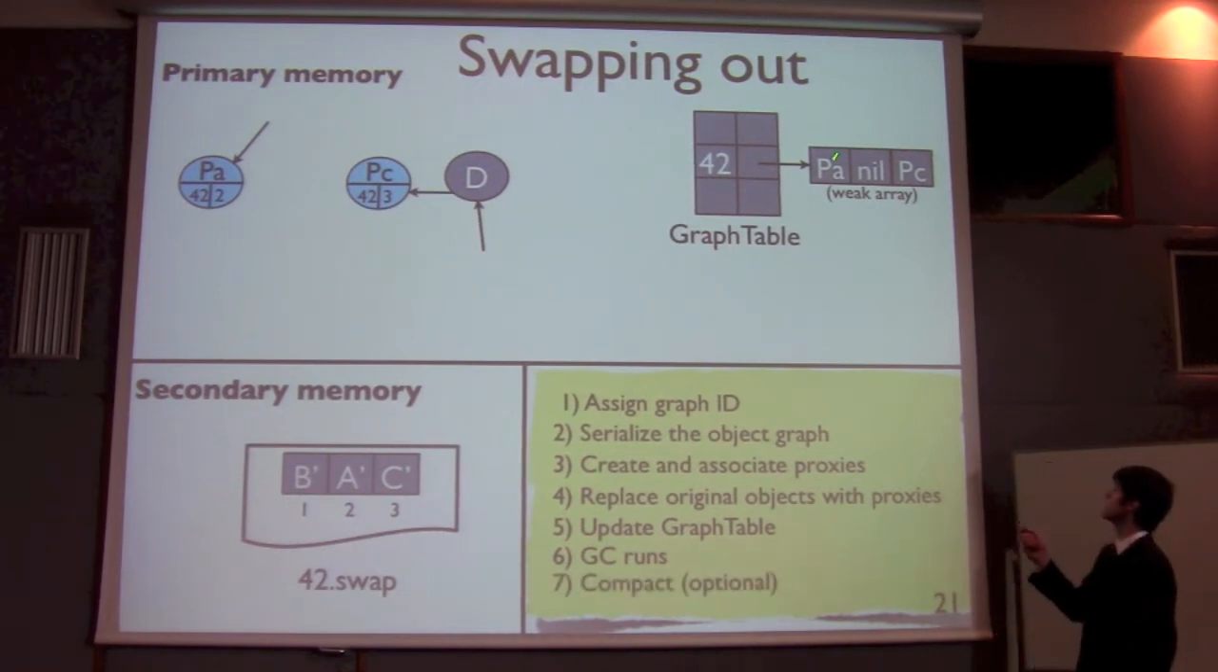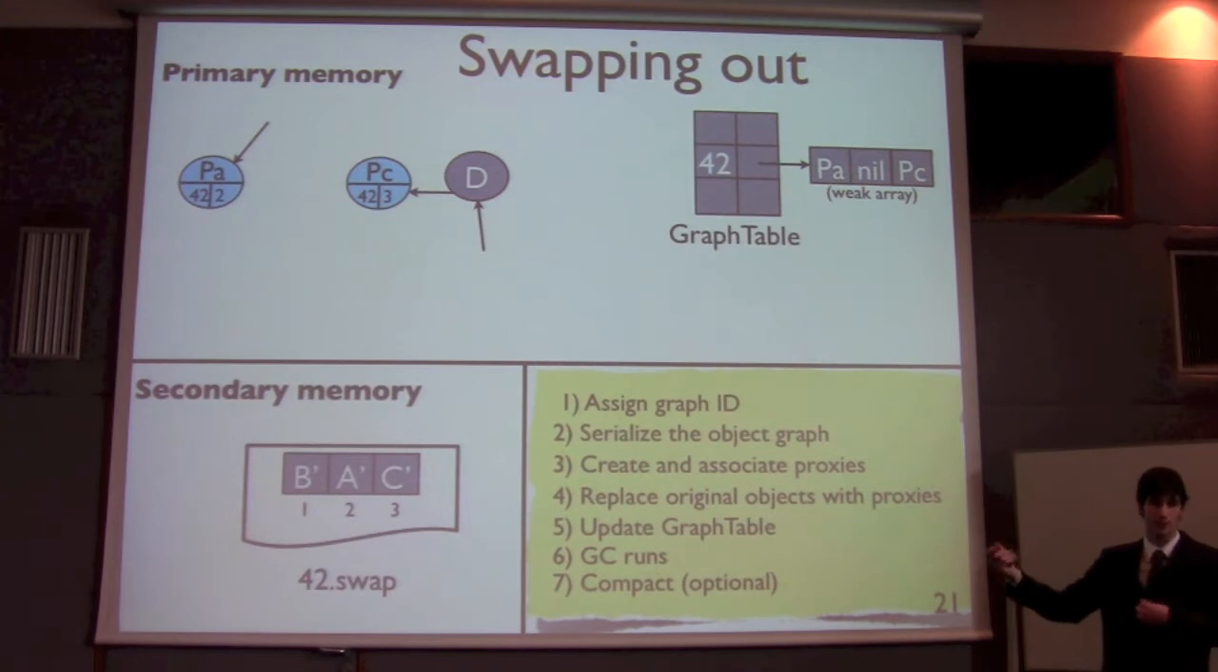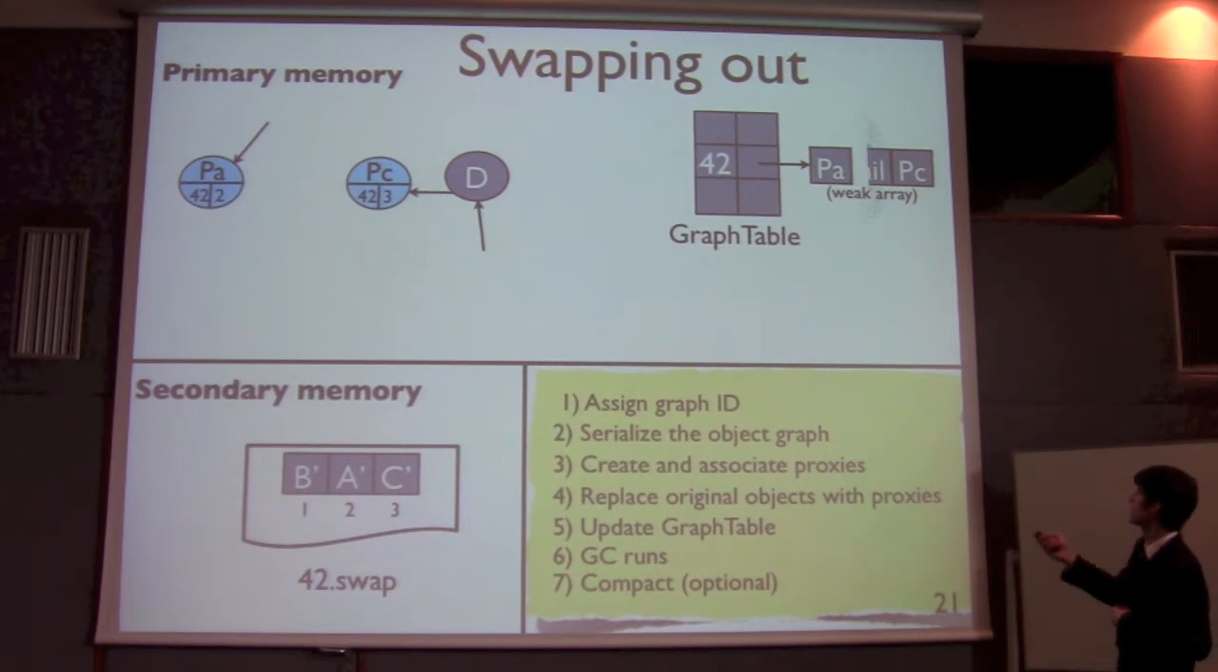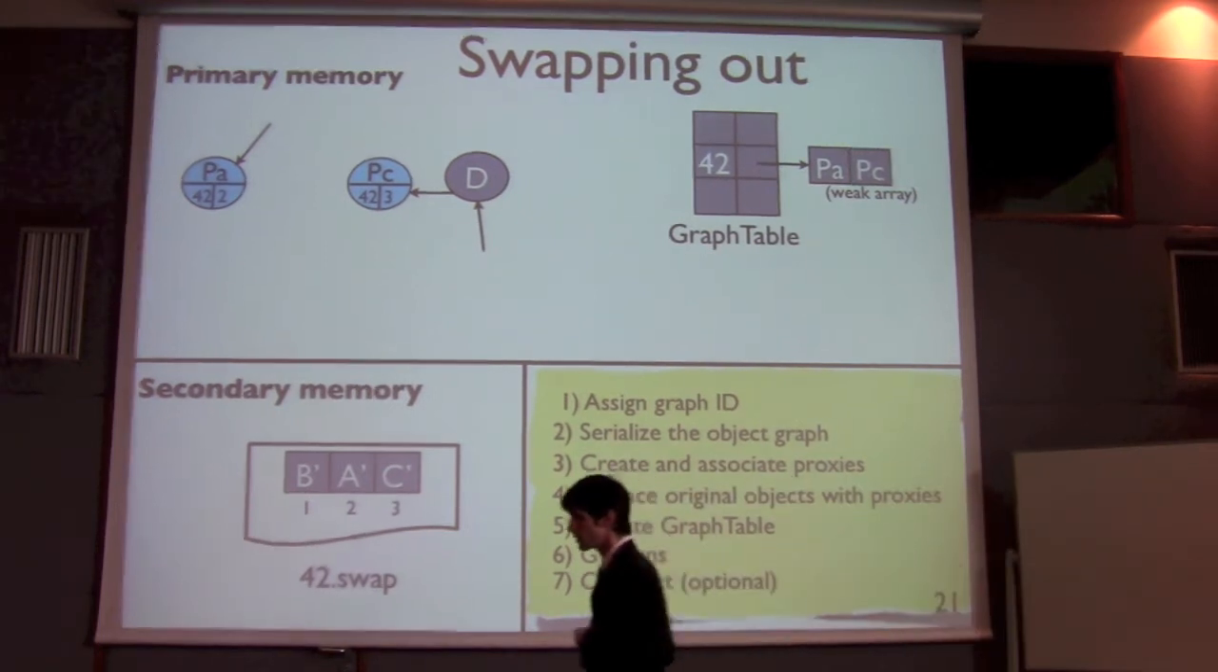And now, because this was weak, that's why this could be garbage collected. And now the size of this array is the size of the object graph. So there will probably be a lot of nils, because the only non-nils will be the proxy for the facade object. So we have a final compaction where we can compact in order to use less memory.